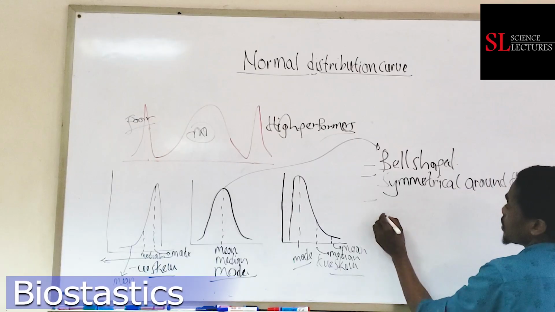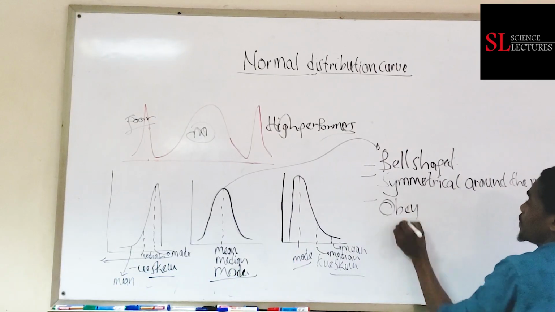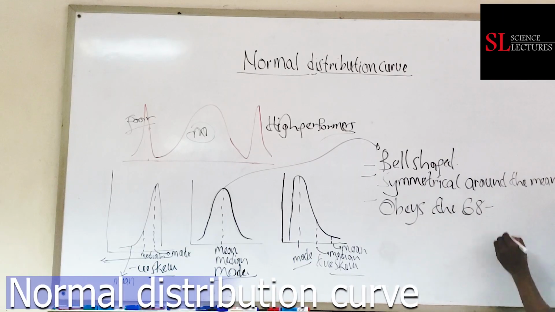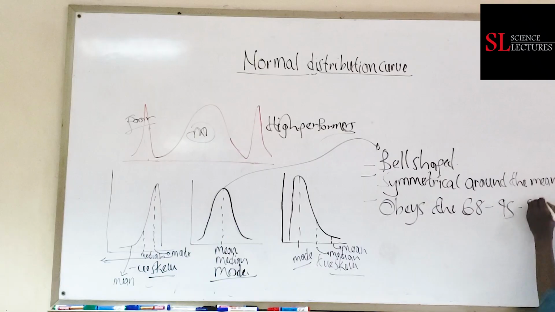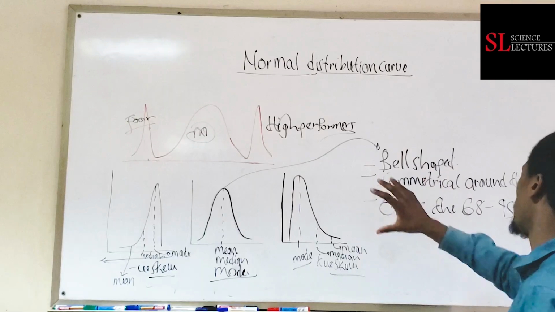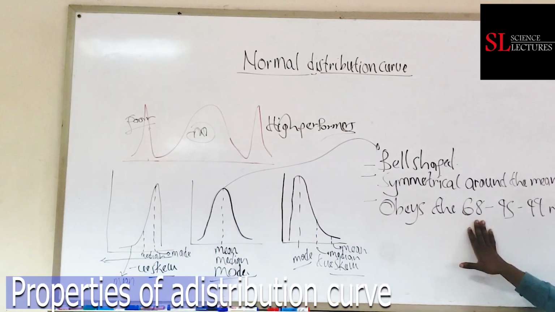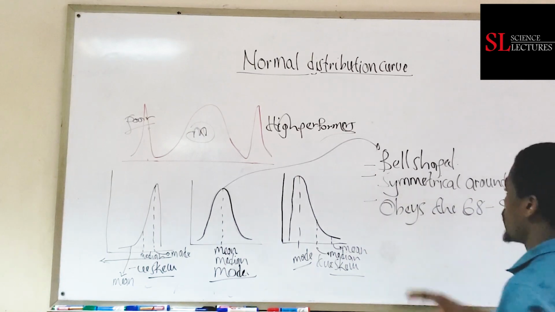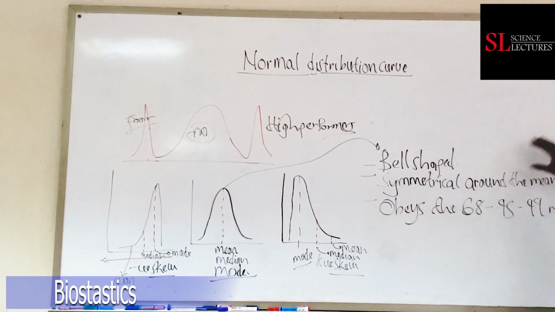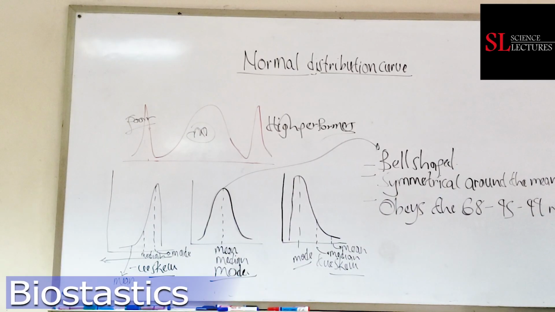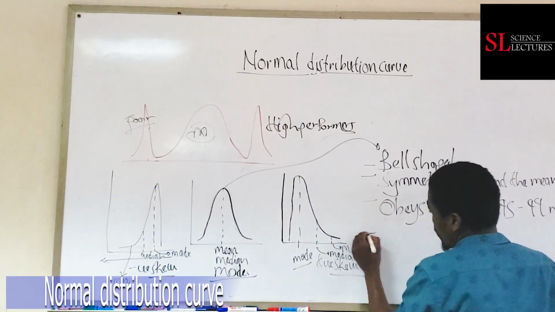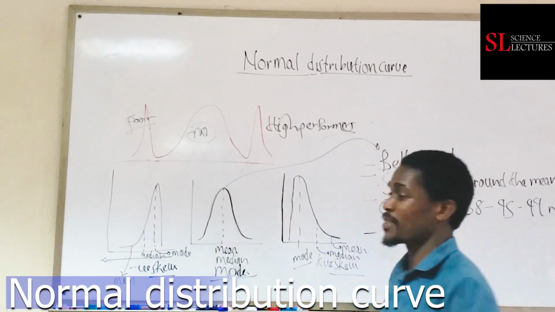Another characteristic is that the curve obeys the 68, 95, 99 rule. So the curve obeys this rule. We are going to dive deep and understand why we say the 68, 95, and 99 rule. So these are some of the basic characteristics of the curve. It's bell-shaped, it is symmetrical around the mean, it obeys the 68, 95, 99 rule.